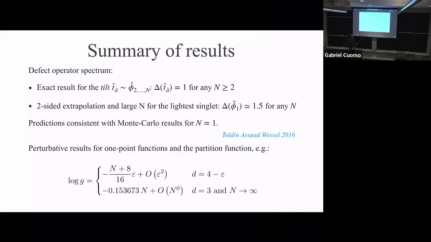Nonetheless, you can compute them. Let me just say one thing, which is that the log of g, I told you, should decrease under the RG. Log of g starts at 0 here because of the trivial defect. So you can compute the epsilon expansion, for epsilon small, and for n very large, in d equal 3, and you find it is negative. So the theorem I mentioned before is satisfied.